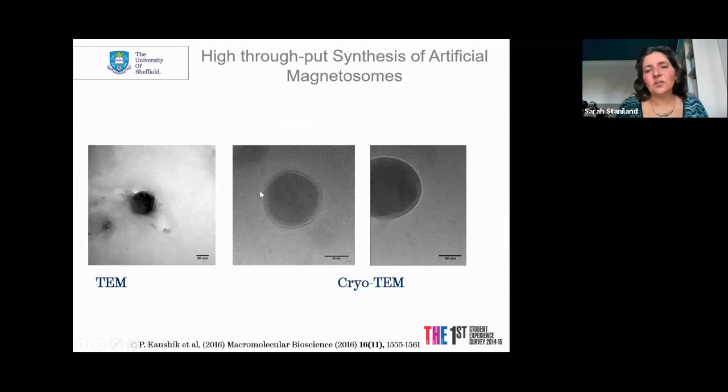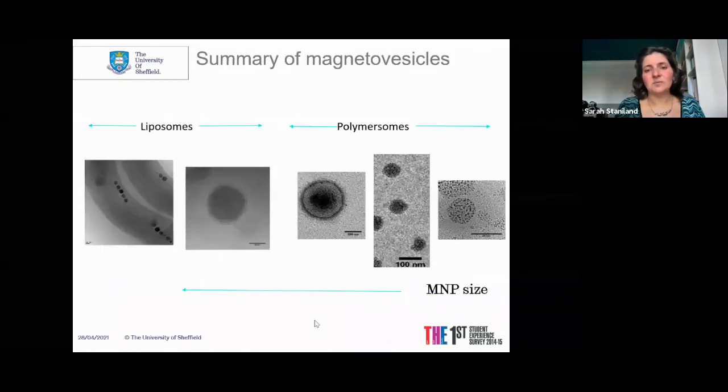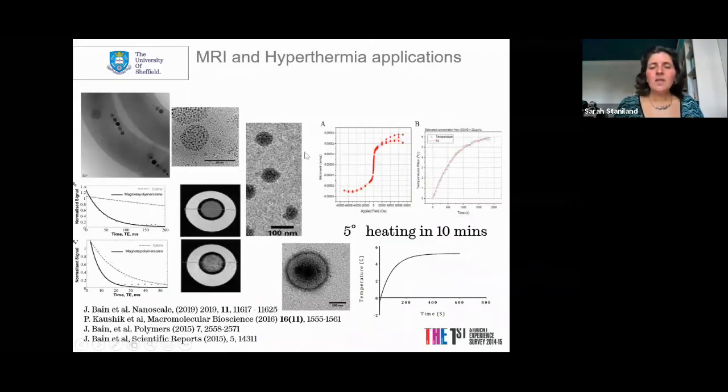And here we'll see some nice cryo microscopy of the magnetite formed with the membrane around it. So these are really now looking a lot like magnetosomes. In summary of the things we can achieve there, when we've got liposomes, they're quite similar to the magnetosomes, and the polymerosomes actually have very different forms. But if we add some more bioinspiration, we get something more similar to a magnetosome.